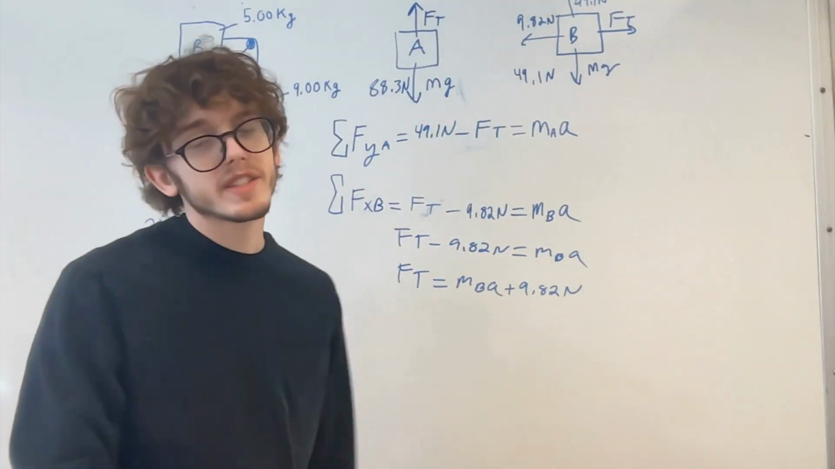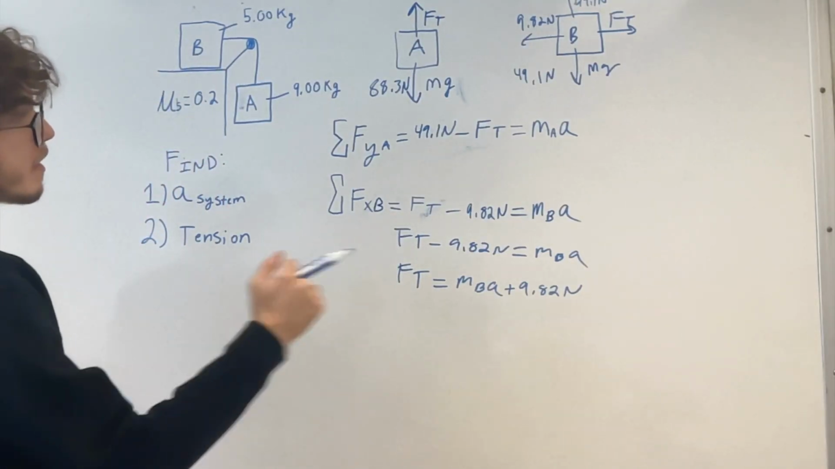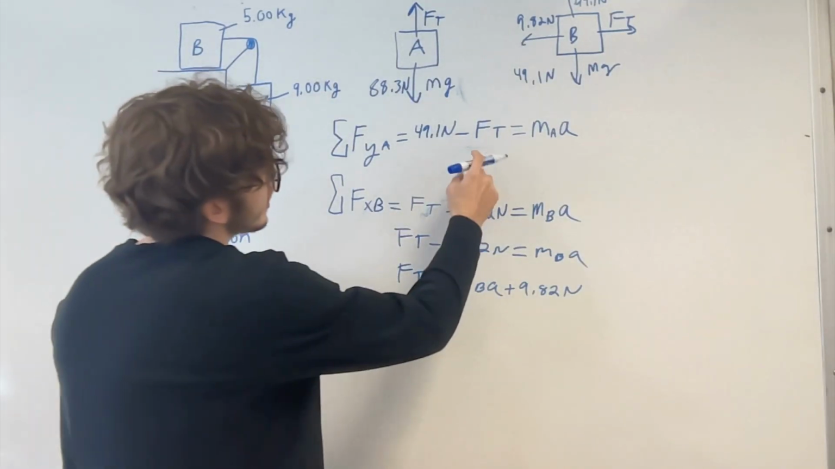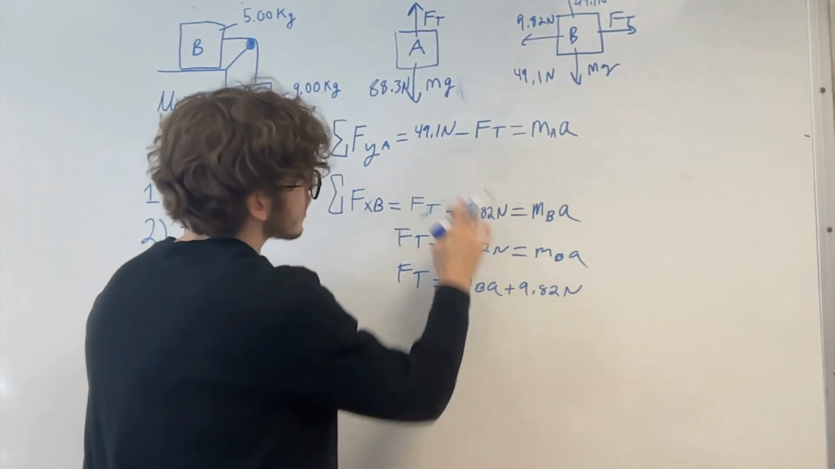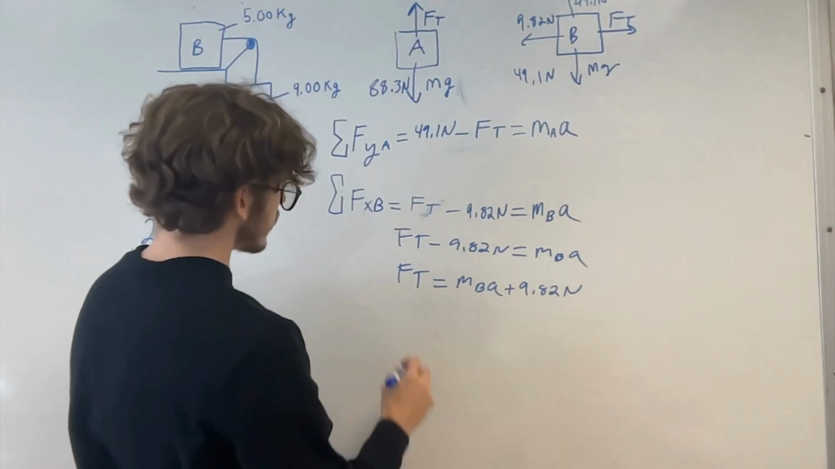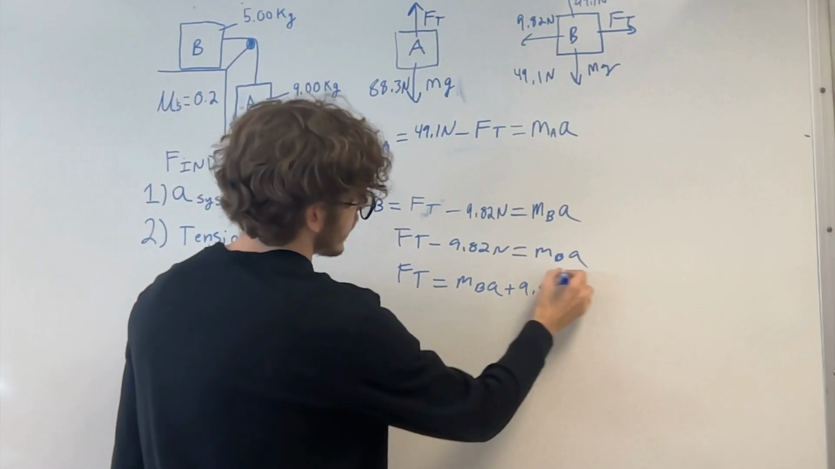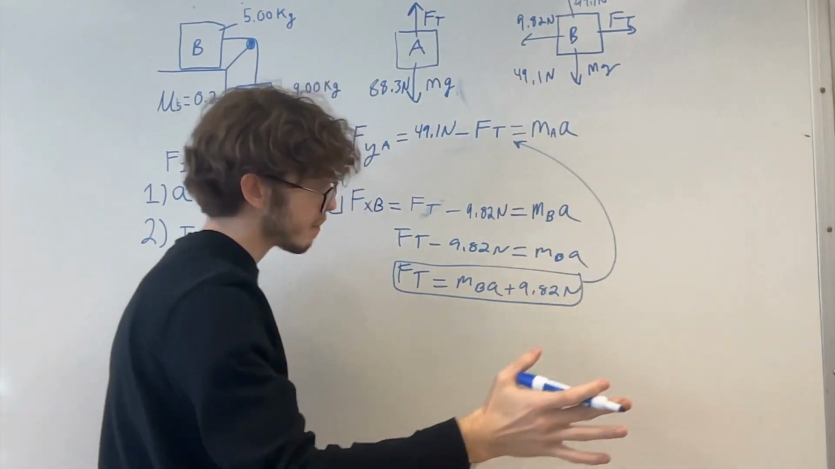But we don't know the acceleration of the system. We just don't. So how do we figure out acceleration? Well, notice here that we have a term, 49.1 newtons minus the force of tension, and we have some equivalent term of which we know some of these variables, right? So let's plug this into this, right? Kind of makes sense.